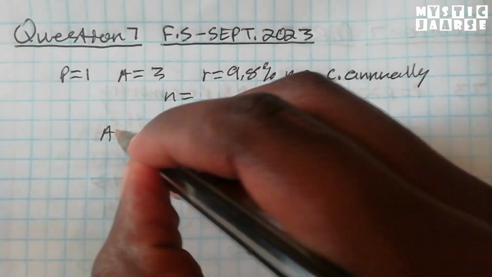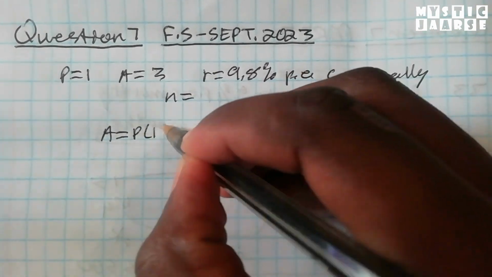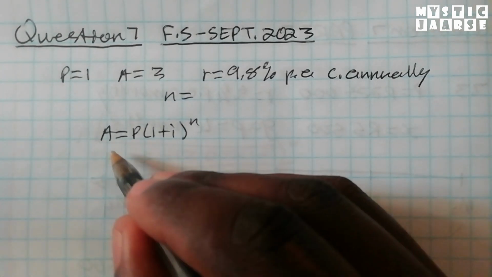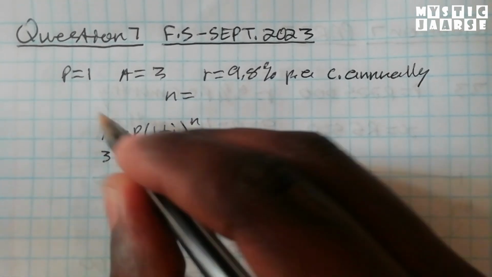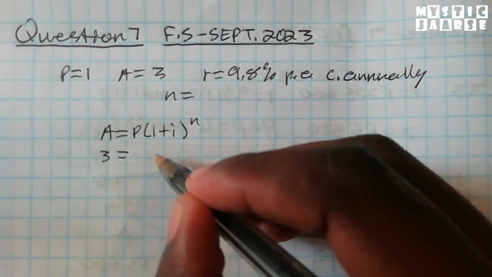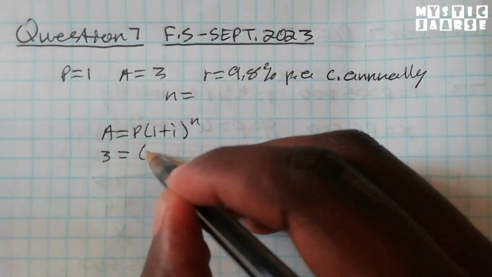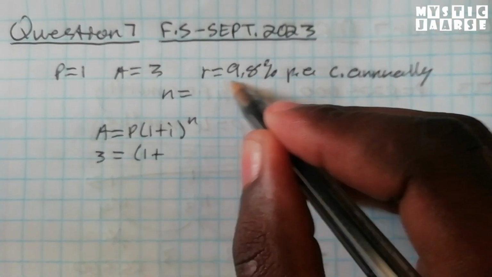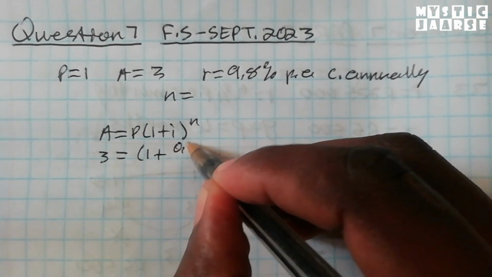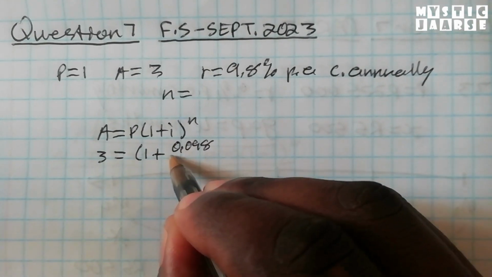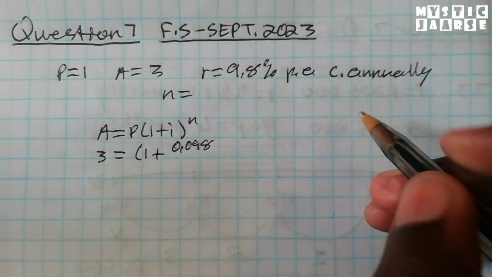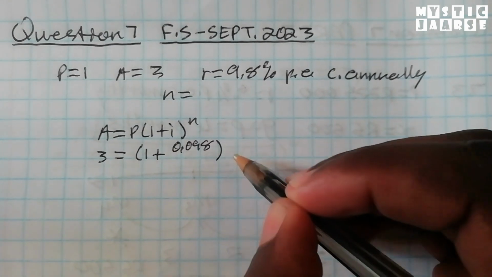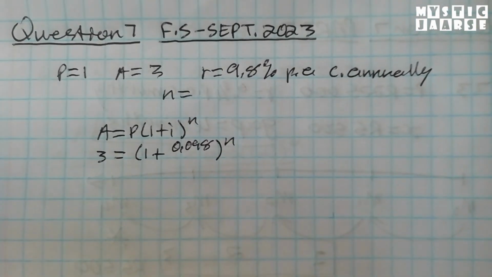So we have accumulated amount is equal to principal amount into 1 plus i to the power of n. Compound interest formula. So the accumulated amount is 3, principal amount is 1. I'm not going to write 1 because it doesn't affect anything, into 1 plus interest rate is 9.8%. If we divide this by 100, we get 0.098 divided by compounding frequency, annually, right? So we divide by 1, but I'm not going to divide by 1 because it doesn't change anything, to the power of n. So we are solving for n.